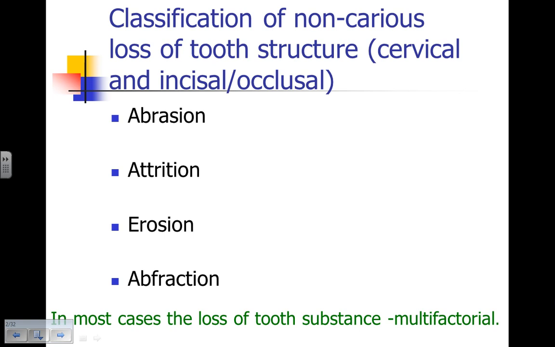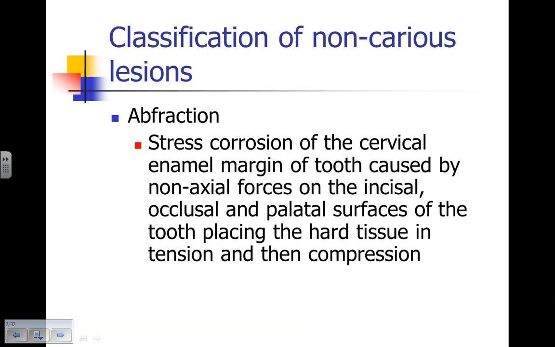When we look at the classification of non-carious loss of tooth structure, including cervical loss of tooth structure and incisal and occlusal loss of tooth structure, they really fall into four main categories: abrasion, attrition, erosion, and abfraction. In fact, in most cases, the loss of this tooth substance is multifactorial. Let's look at the definition of these different non-carious lesions that are related to loss of tooth structure.